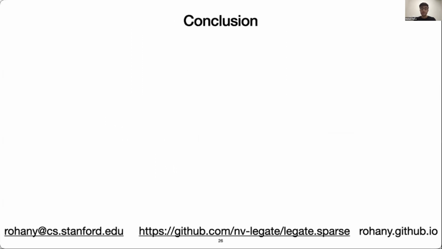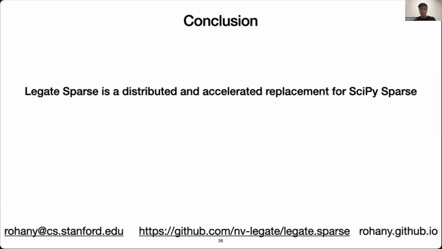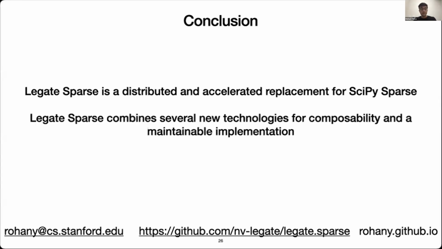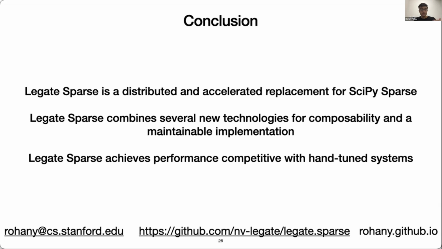And I want to leave with a couple high-level notes about the work we've done. Legate Sparse is going to be a distributed and accelerated replacement for scipy.sparse. We combine several new technologies together to get composability with the Numeric, this external distributed NumPy replacement. And we also have an implementation that is not all linked together; it's actually very separable. And finally, I've shown that you can achieve performance competitive with hand-tuned systems just writing pure Python code. I've included my contact information here as well as a link to the project.